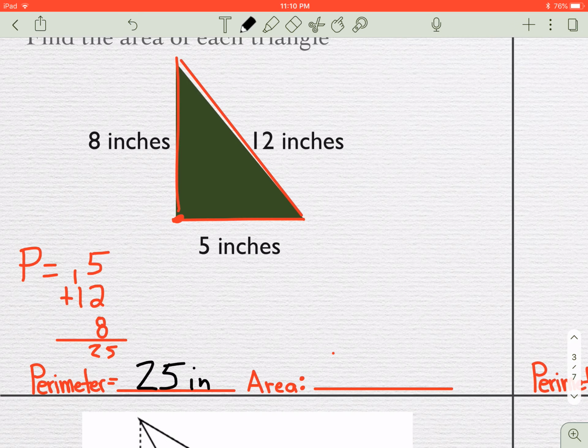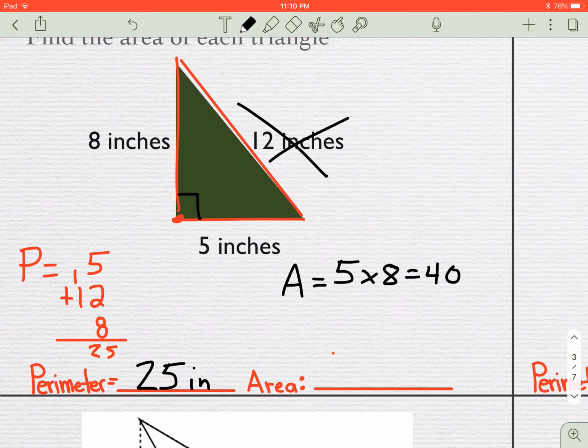To find the area, I take the base, what it's sitting on, which is 5. I multiply that by the height. And remember, height has to be straight up and down. It's at a 90-degree angle. It is not at an angle at all. So 5 times 8 would be 40. But since it's a triangle, I have to divide it by 2 because it's only half of a rectangle, and that would equal 20. So the area of this is 20 inches squared.